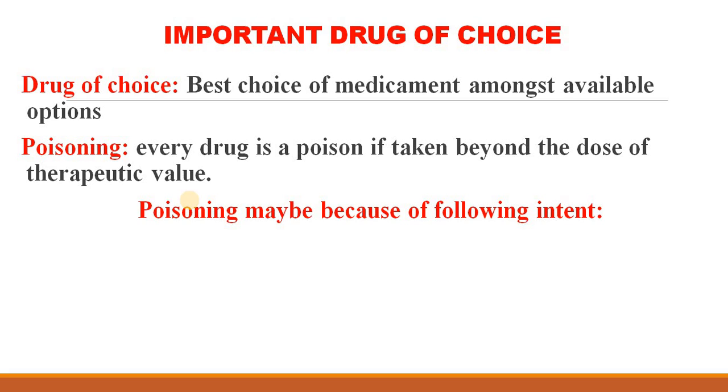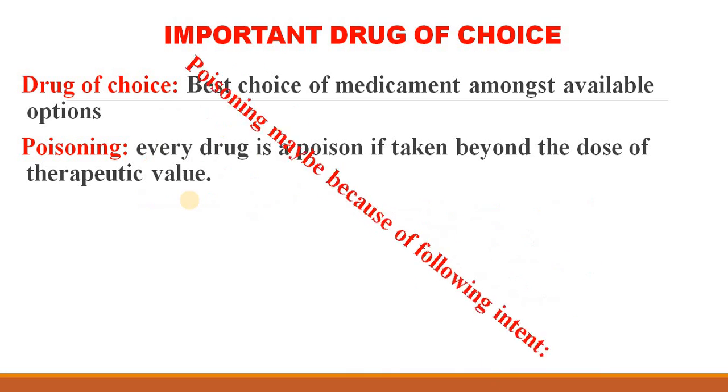Every drug is nothing but a poison itself, if you take it beyond the therapeutic value or beyond the prescribed limit. So poisoning is nothing but the signs and symptoms that develop after the overconsumption of drugs, chemicals, plant products, or any gases or chemicals that will harm your body and lead to death. That is nothing but poisoning.